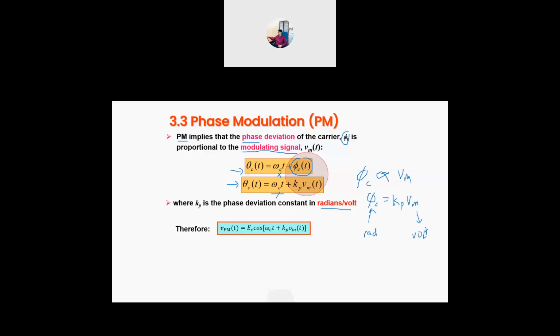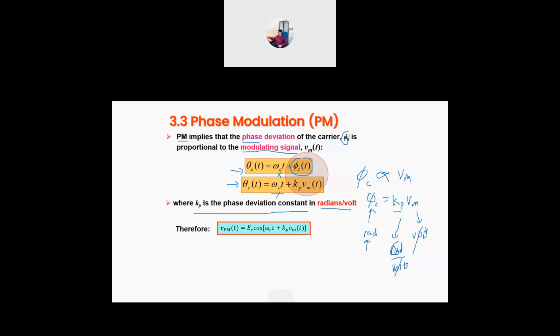If we have a constant, the constant times the volt, the answer should still be in radian. So this one is radian per volt. This is logic, unless you don't understand the logic. So you cancel this out, you still have radian, which is equivalent to this one. So Kp is the phase deviation constant in radians per volt.